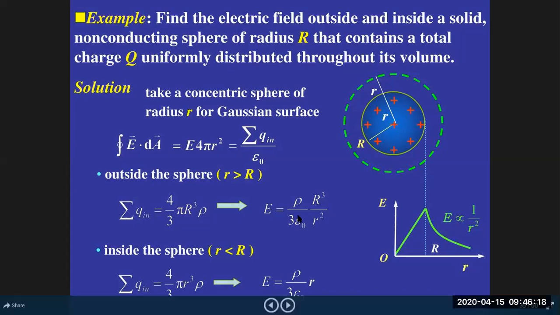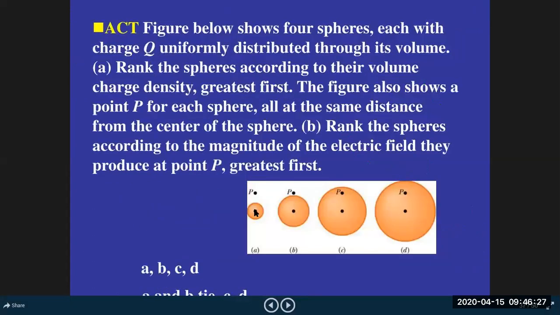Those which have higher charge density will have a higher electric field. As I have discussed here, in this case this sphere will have higher charge density because of its low radius. So at the same distance, the electric field will be directly proportional to the volumetric charge density at this point, because the distance small r is kept constant, as well as directly proportional to the radius of this sphere. So radius is constant, so we say charge density will be higher in all these cases.